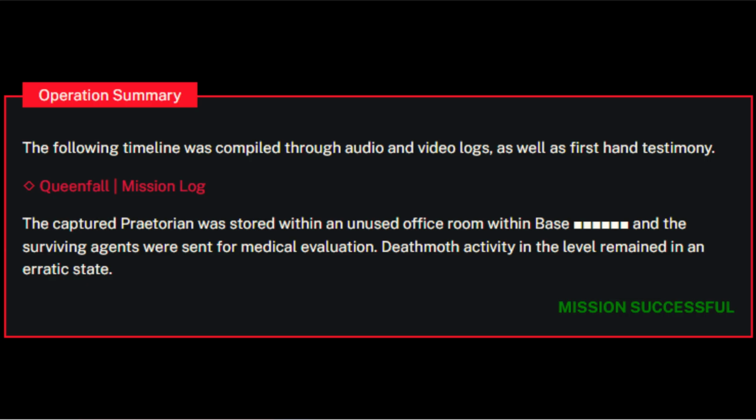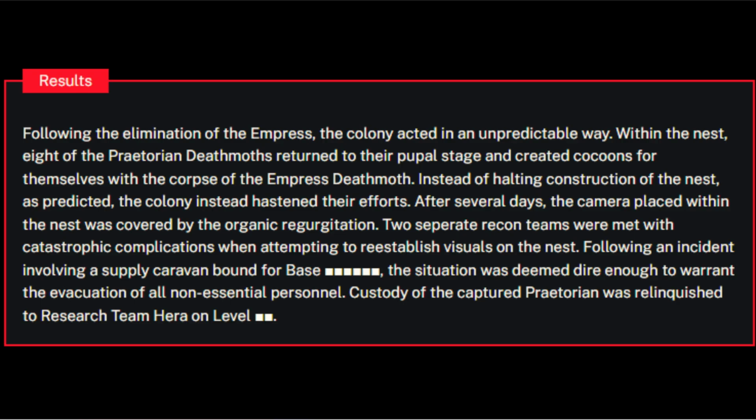Mission successful. Results. Following the elimination of the Empress, the colony acted in an unpredictable way. Within the nest, 8 of the Praetorian Deathmoths returned to their pupal stage and created cocoons for themselves with the corpse of the Empress Deathmoth. Instead of halting destruction for the nest, as predicted, the colony instead hastened their efforts. After several days, the camera placed within the nest was covered by the organic regurgitation.